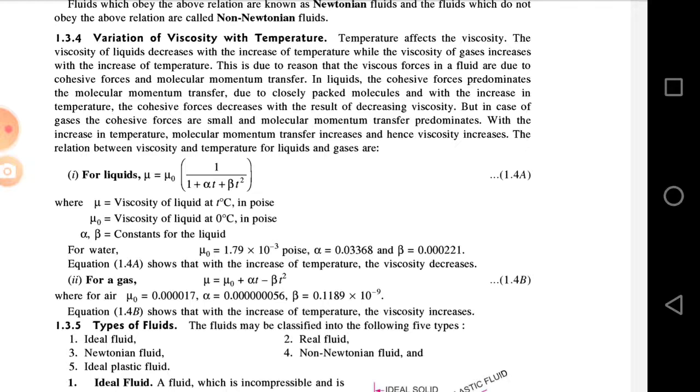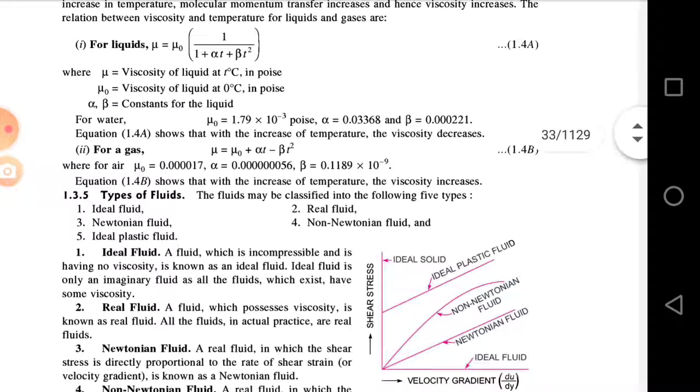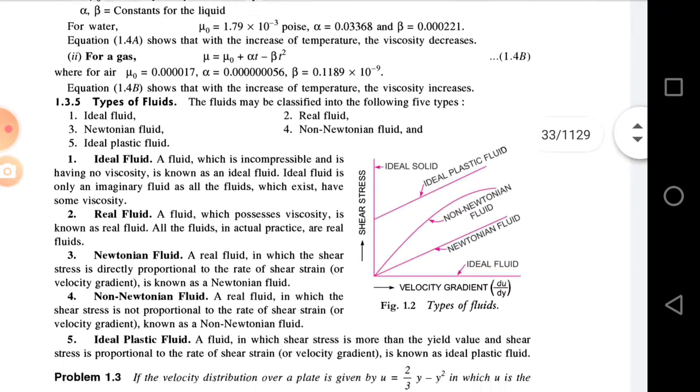Temperature affects the viscosity. The viscosity of liquids decreases with increase of temperature, while the viscosity of gases increases with increase in temperature. The expression for variation is given for liquids and for gases also. Then we'll see the types of fluids.